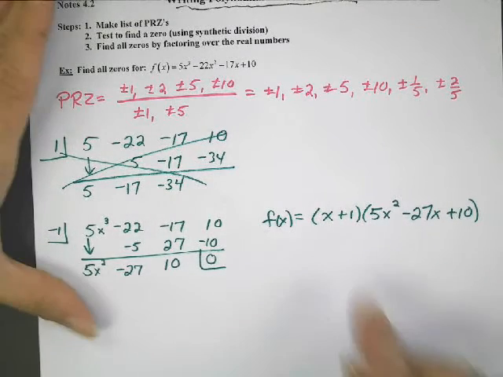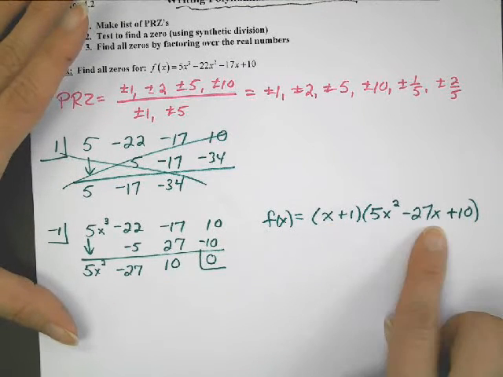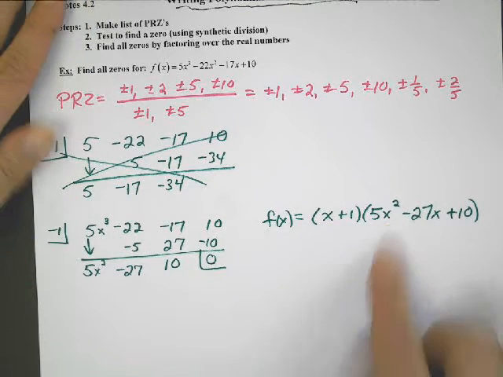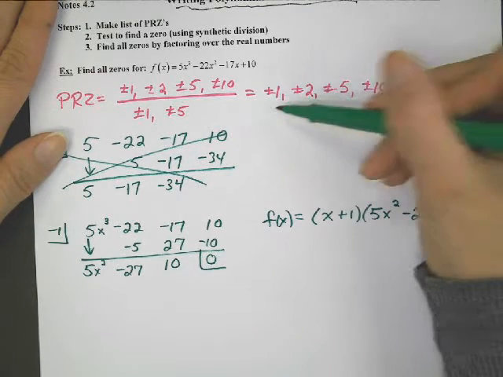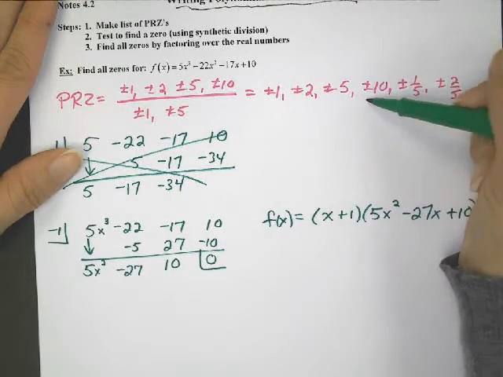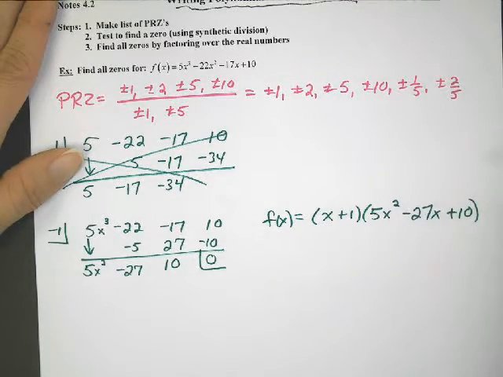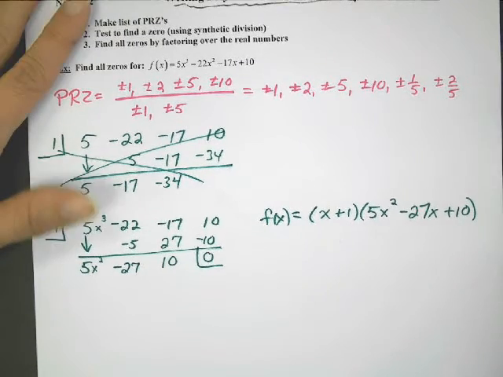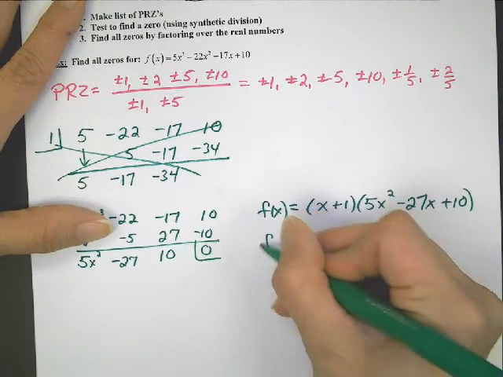Okay. Now, we've only taken out one factor. We still have 2 more to go. And here's your options. Keep testing, or can we just factor this by hand? If you can get it factored by hand, it would be a lot faster.